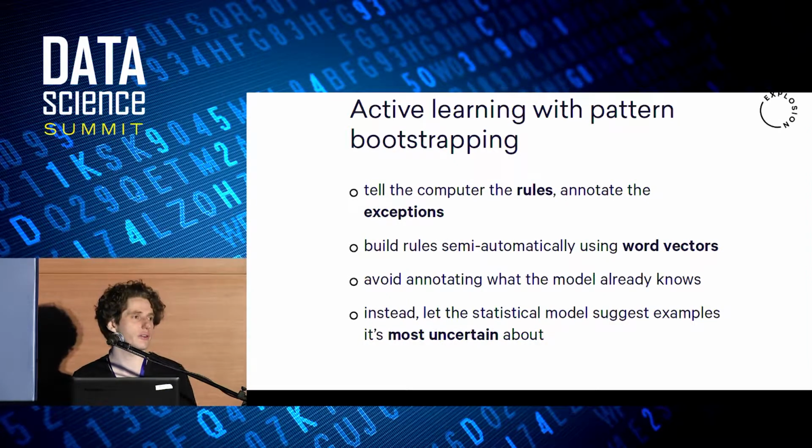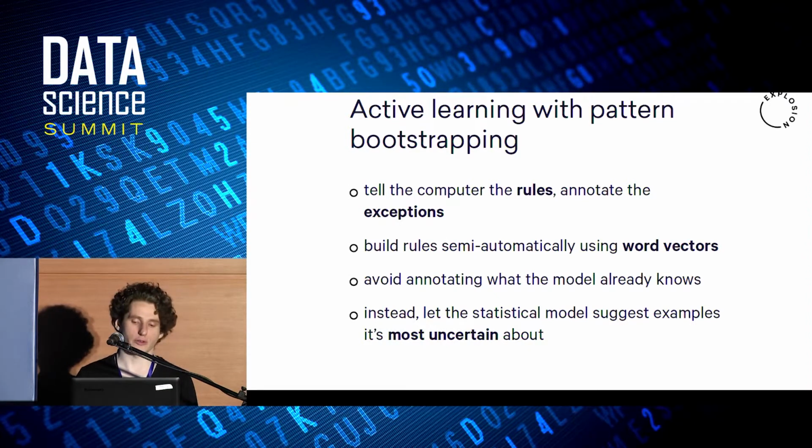So if it's the case that 90% of the time some category applies to some label, rather than annotating all of the cases where it does, you can get that suggestion by default, and you can say no to the ones where it doesn't apply. Or you can even have the machine filter out the ones where it's most confident. In order to bootstrap this, we can also build those rules semi-automatically using something like word vectors or some other process of lexicon construction. And we want to avoid annotating what the model already knows.